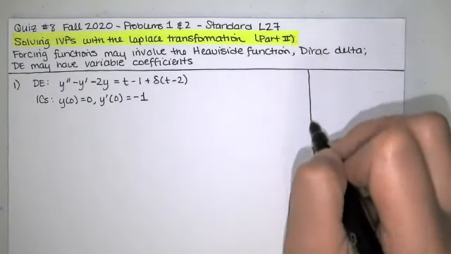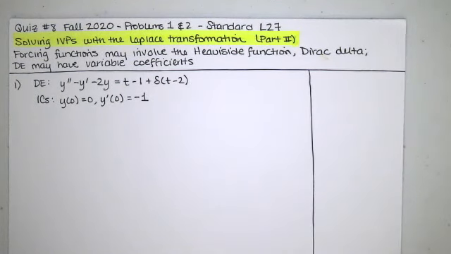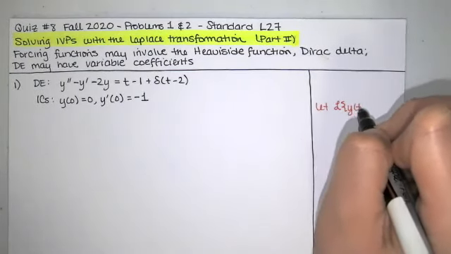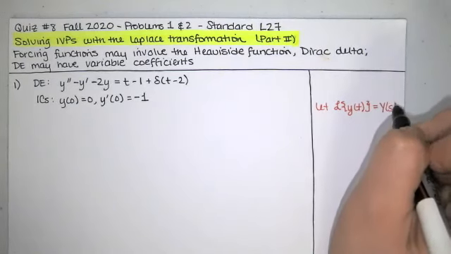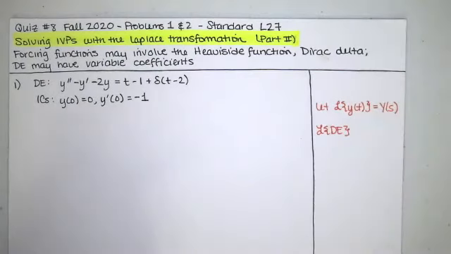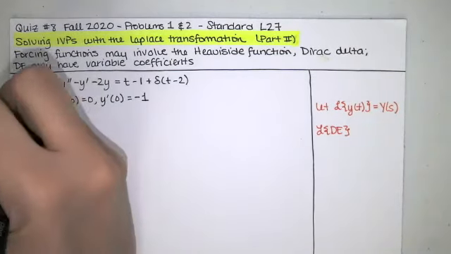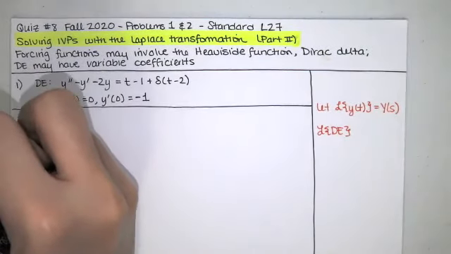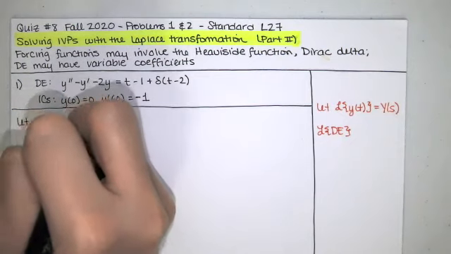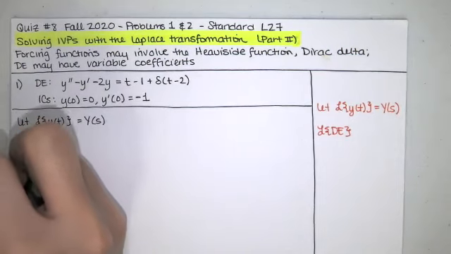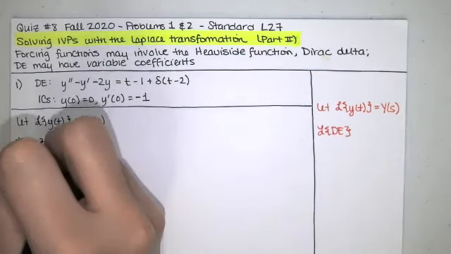So we always start in the same way. We let the Laplace transform of little y equal big Y, just to introduce our notation so everyone knows what we're talking about. And then we take the Laplace transform of both sides of the differential equation. And then we remember the Laplace transformation is a linear operator.